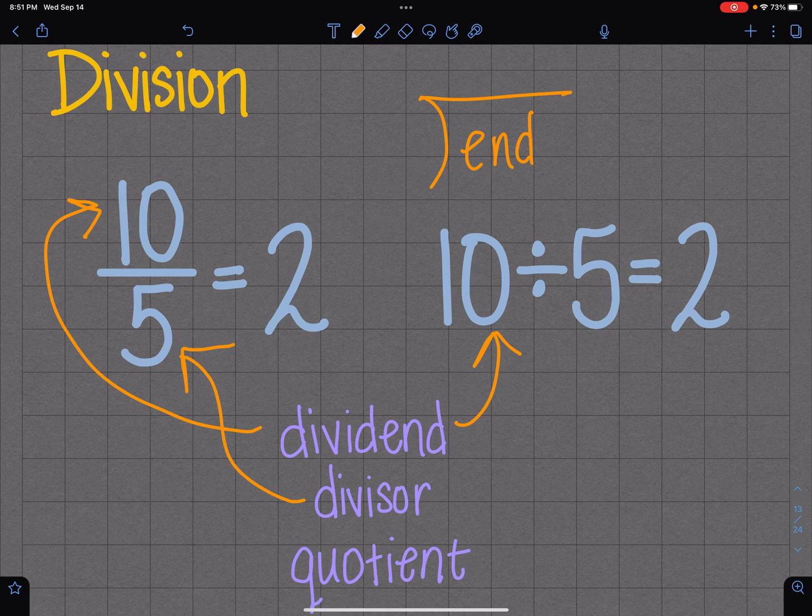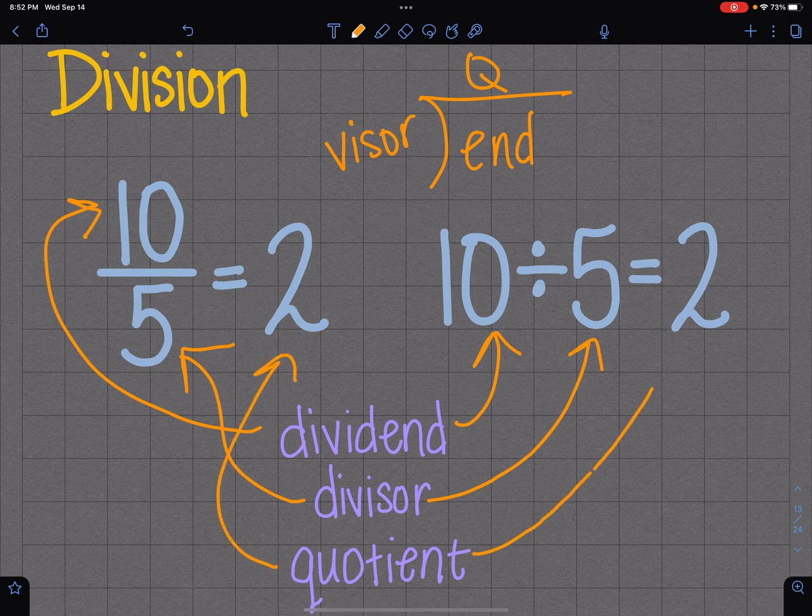I want to make sure that is right. Yeah, the second number is called the divisor. So that and that is called the divisor. Divisor goes here. Okay, and then the answer is called the quotient. I'm going to assume that you know that.